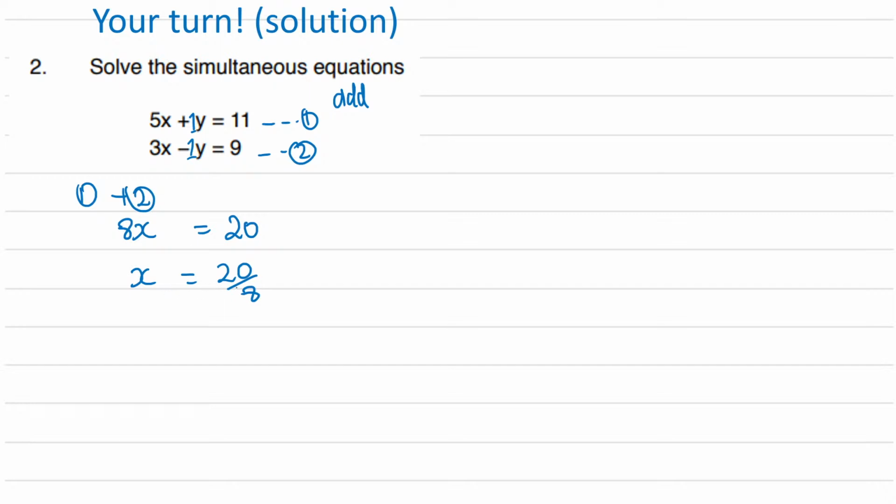Okay, so what's 20 over 8? You can simplify that as 10 over 4, or if we divide by 4, x is going to be equal to 5 over 2, okay, which is 2.5. Now we're going to sub in. So sub x, we can choose, let's choose 5. So sub x into, which one is easy? I will put it in 1.